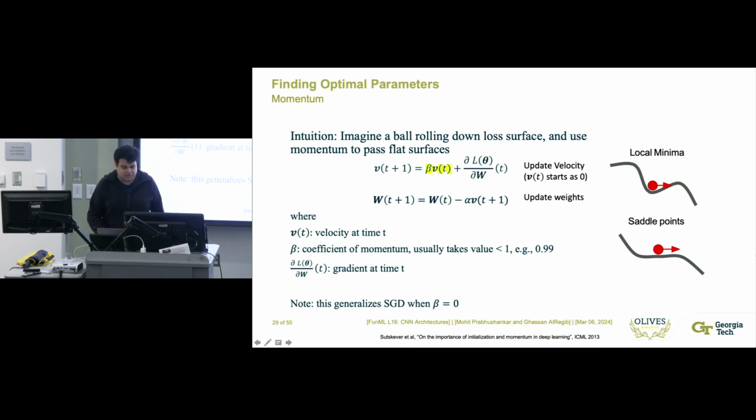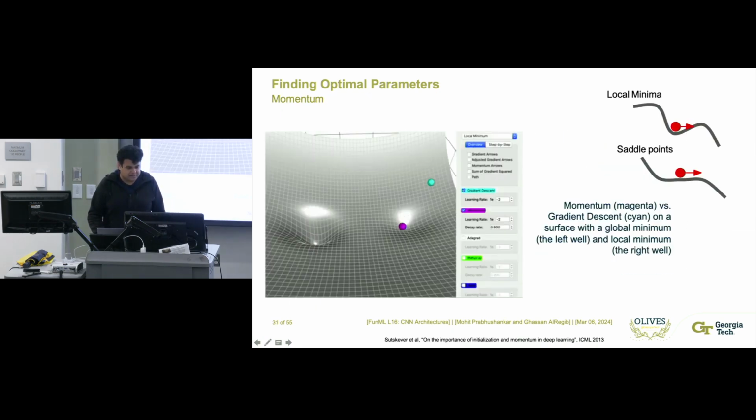Maybe I start by showing you a demo. Let me find this particular demo. So this is a non-convex loss surface, right? There is a local minima at this particular point, and then there is a much bigger global minima at this point. So our goal is to move from wherever the two balls here start towards the global minima.